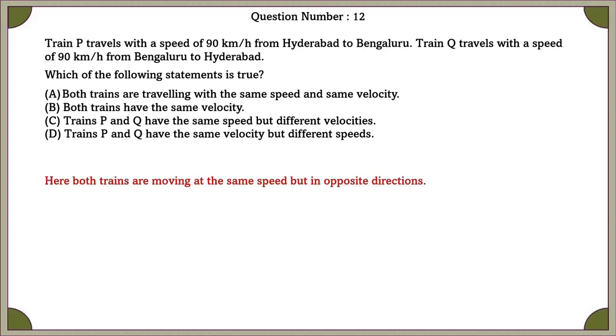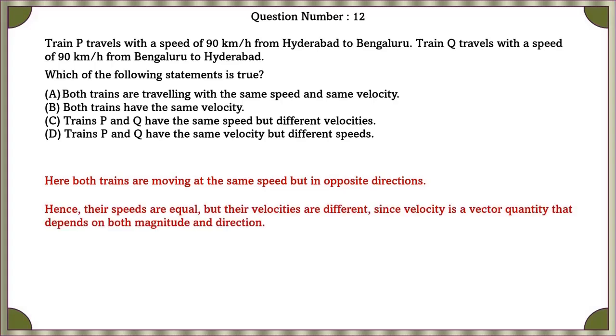Here, both trains are moving at the same speed but in opposite directions. Hence, their speeds are equal but their velocities are different, since velocity is a vector quantity that depends on both magnitude and direction.